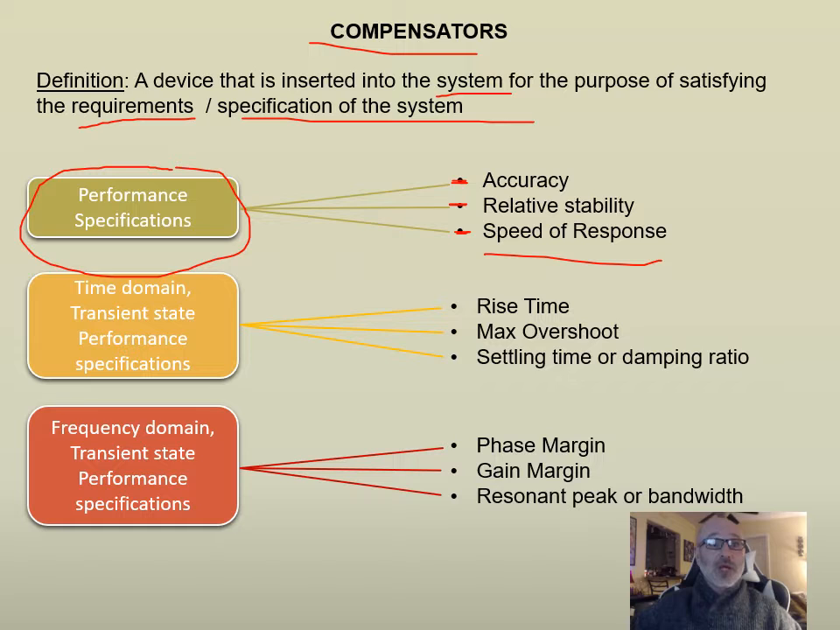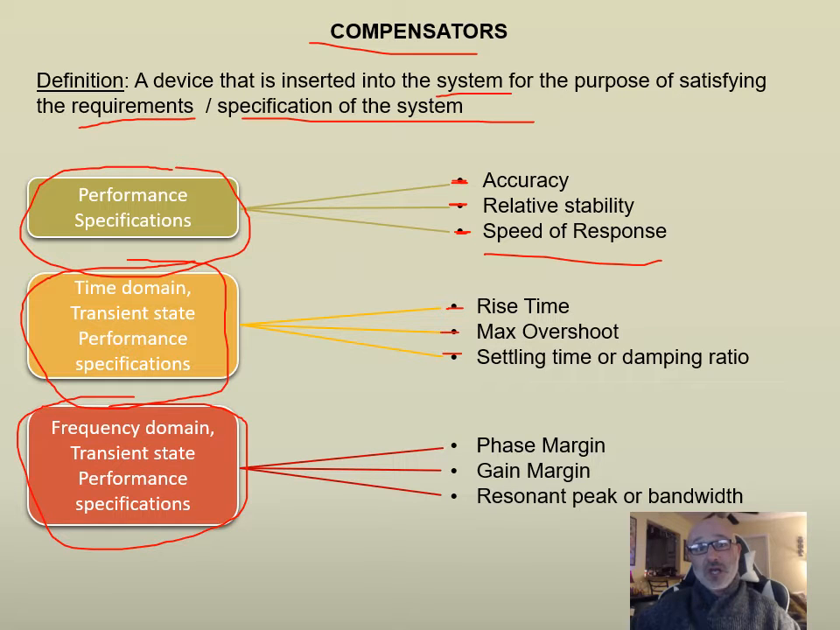The next thing we're going to look at, if we're dealing with our time domain, is our transient state performance specifications, which include our rise time, maximum overshoot, settling time, or damping ratio. So again, as we're thinking about our system at home, are these things that are important to us as far as our specifications go? And then last, we're going to take a look at our frequency domain, and these are the transient state performance specifications there: our phase margin, our gain, and our resonant peak.